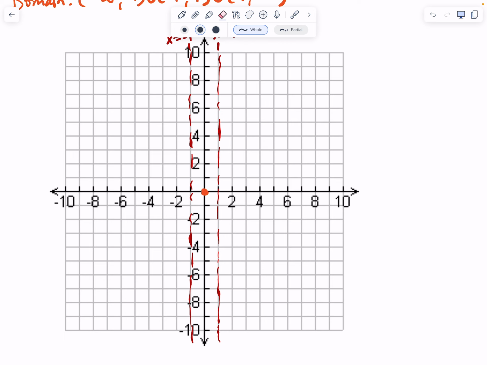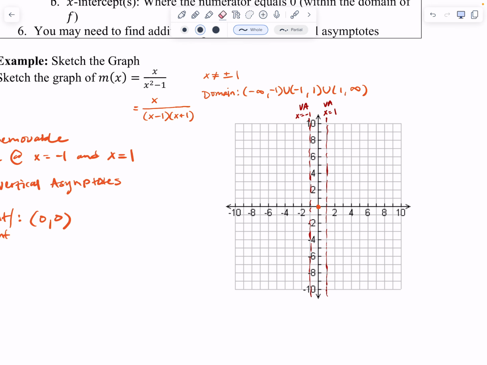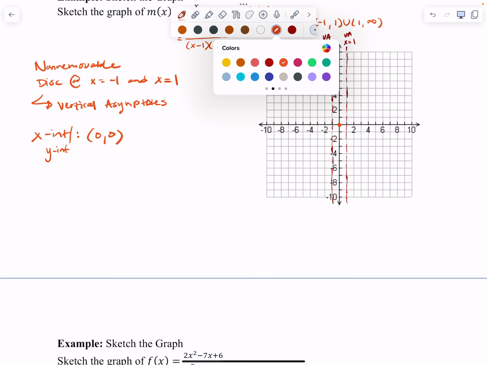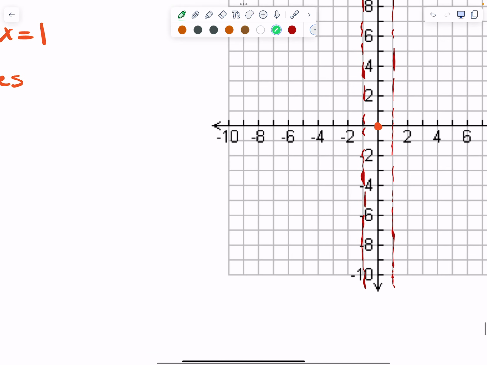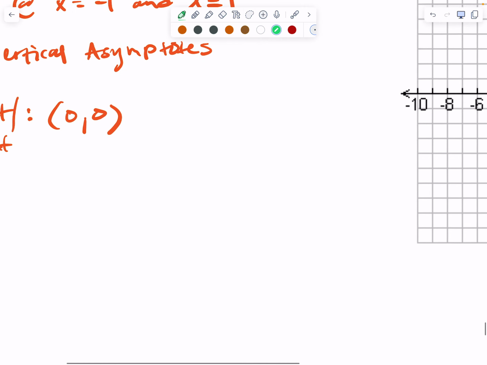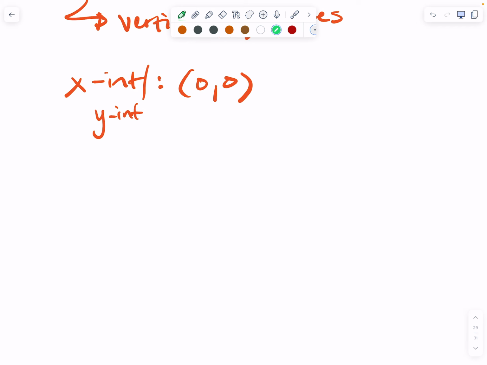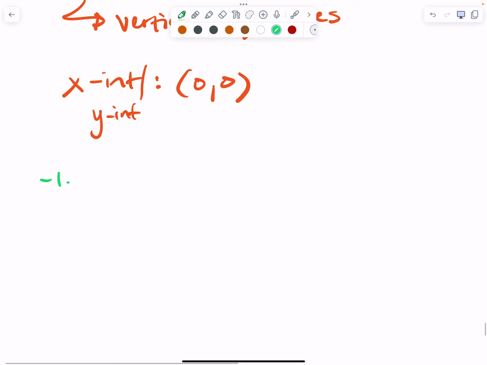This is not something that you have to write out. If for you it's helpful to write out, you can. But you can think about plugging in values directly to the left and the right of each of the vertical asymptotes. So for -1, what's a value that would be directly to the left of -1? Sure. Okay, so if we thought about plugging -1.01 into the function.